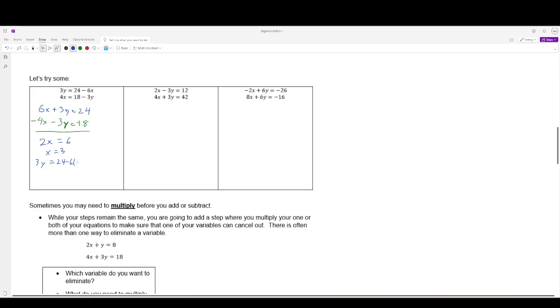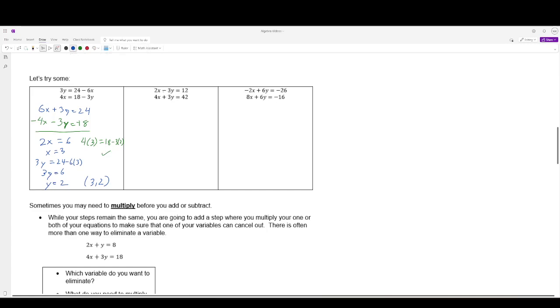So we have 24 minus 18. 24 minus 18 is 6. So this tells us y is equal to 2. So our solution should be 3, 2. But just to be sure, we're going to use the green equation to check it. So we have 4 times 3, that's 12, is equal to 18 minus 6. 12 is equal to 18 minus 6, so that checks out, and our solution is correct.